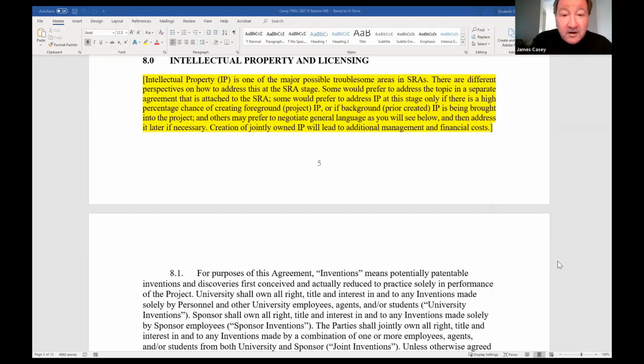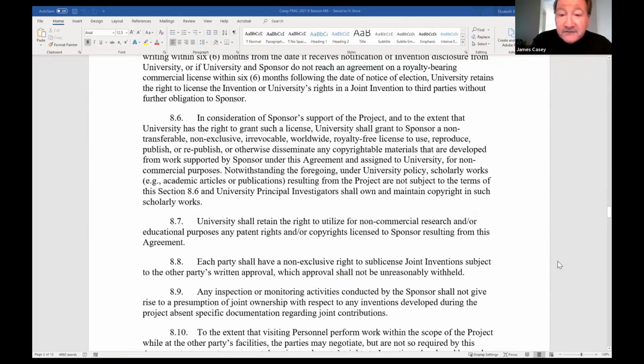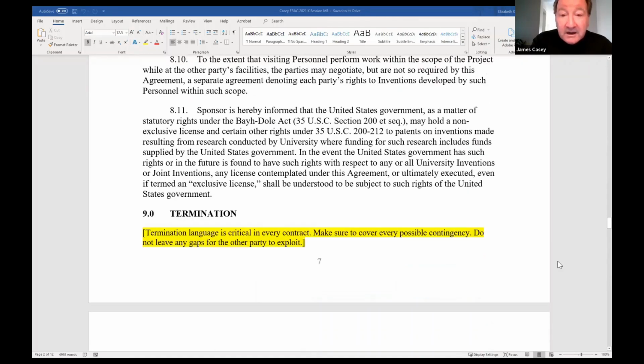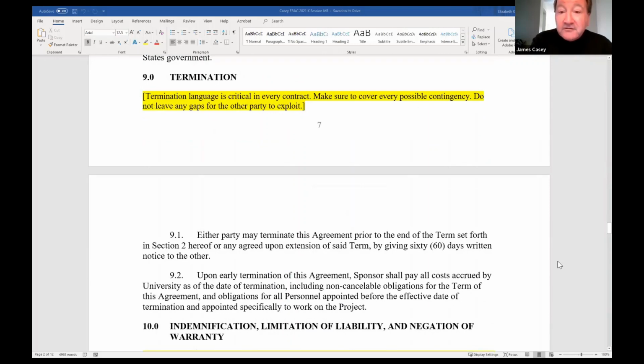So we can scroll down now past IP and licensing. Once again, you'll be getting a copy of this template afterward, and I'm certainly available to take emails at either email address, and I'll do my best to answer your queries.